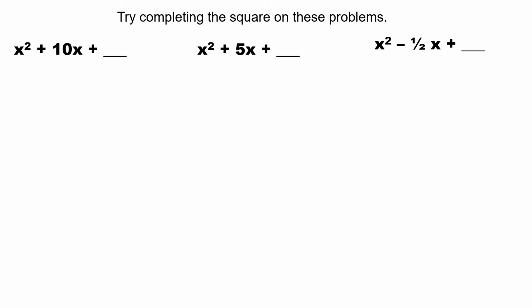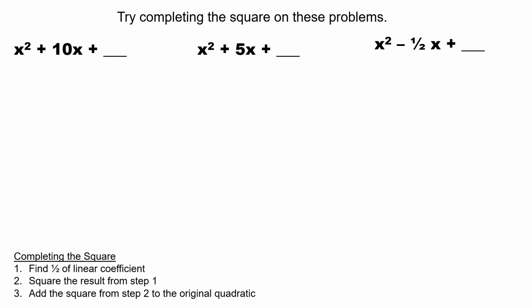So we're completing the square. We have x squared plus 10x plus what? What would that constant be?